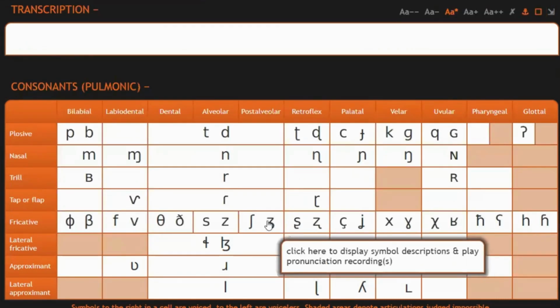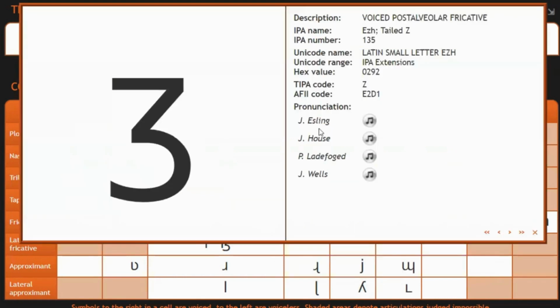All right, now we have the voiced post-alveolar fricative.